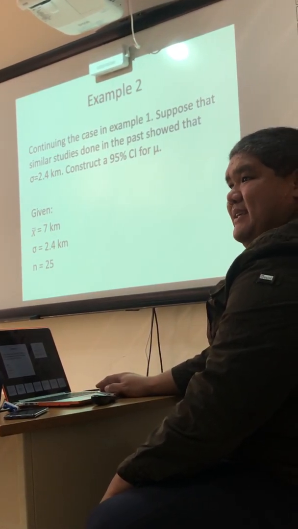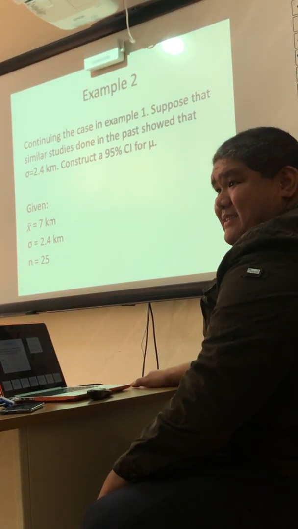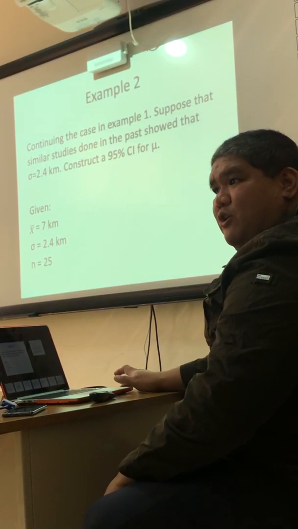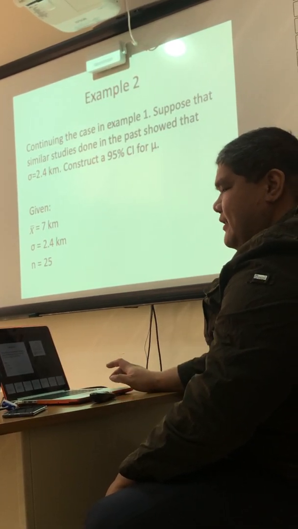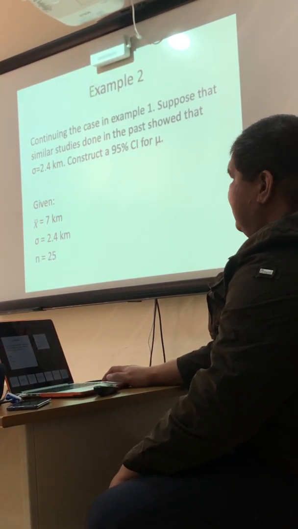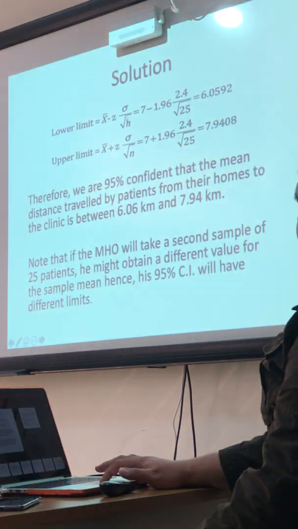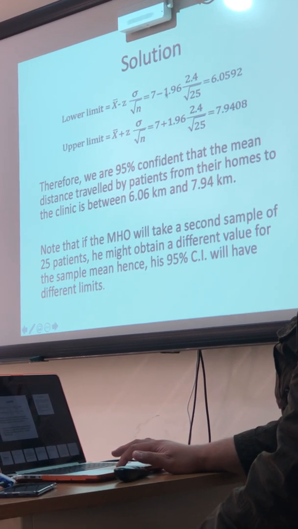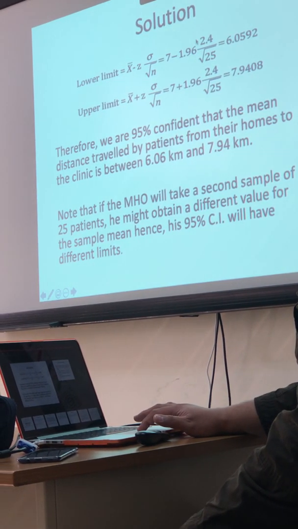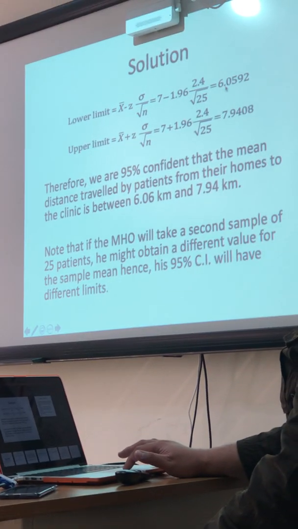What is needed is Z. What is the value of C? Will you tell me, oh, it's not given? Is it given? Yes. It is not given, but you know that you need to construct a 95% confidence interval. And a 95% confidence interval is equal to 1.96. Therefore, let us compute X bar minus Z times sigma divided by square root of n. 7 minus 1.96, multiply that by 2.4 divided by the square root of 25. That is equal to 6.0592.